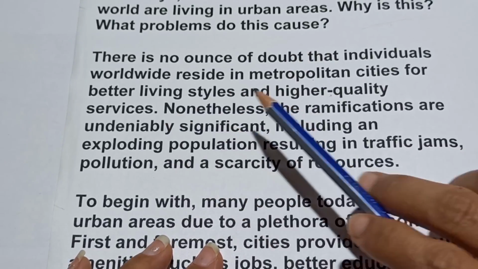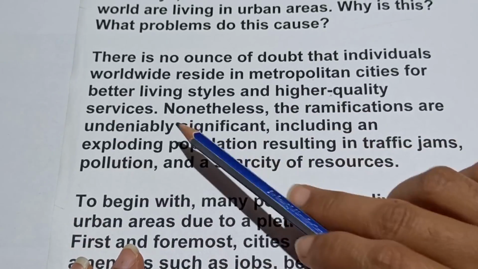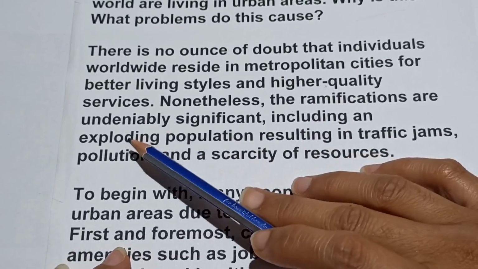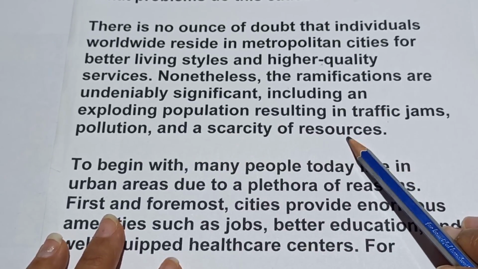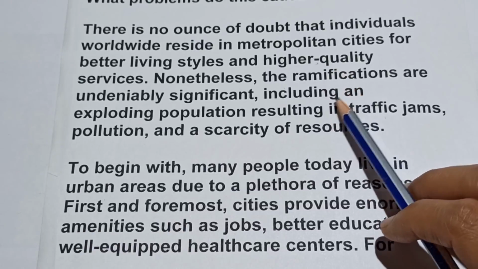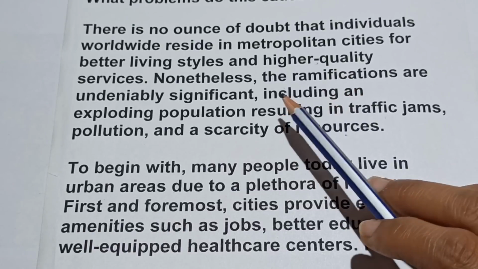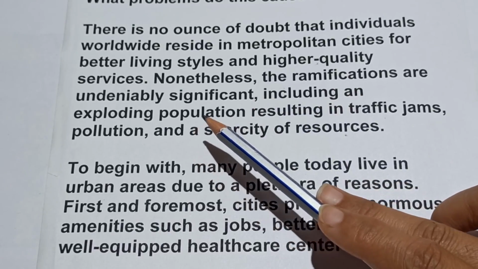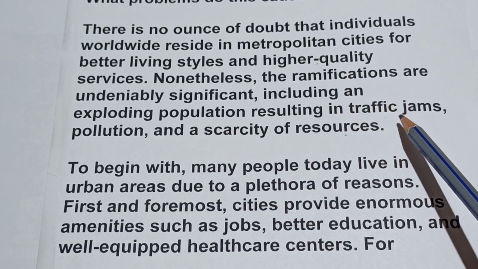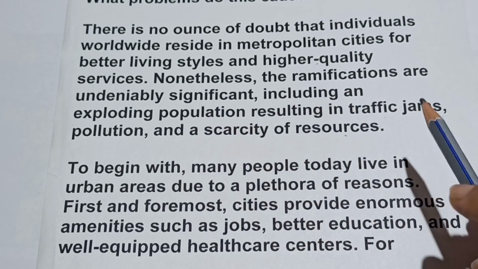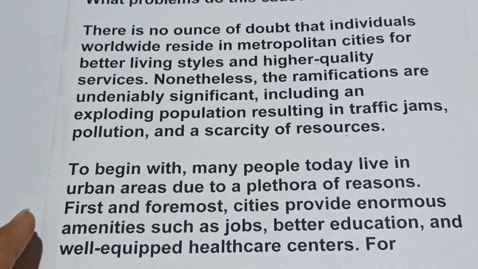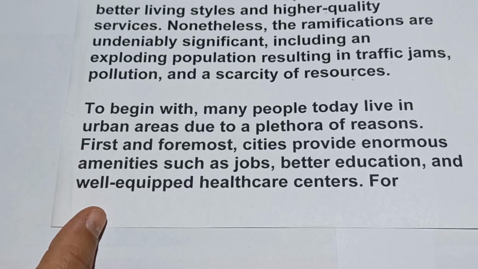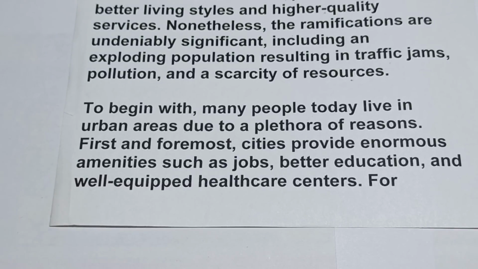Nonetheless, the ramifications, means the consequences, are undeniably significant, including an exploding population resulting in traffic jams, pollution and a scarcity of resources. So the consequences are enormous because it will lead to a lot of population in the cities, which will result in traffic jams, pollution and a scarcity of resources, because the demand will be high and the resources will be less. Now starting with the body paragraph 1, so we will be answering our first question, which was saying that why is this happening.